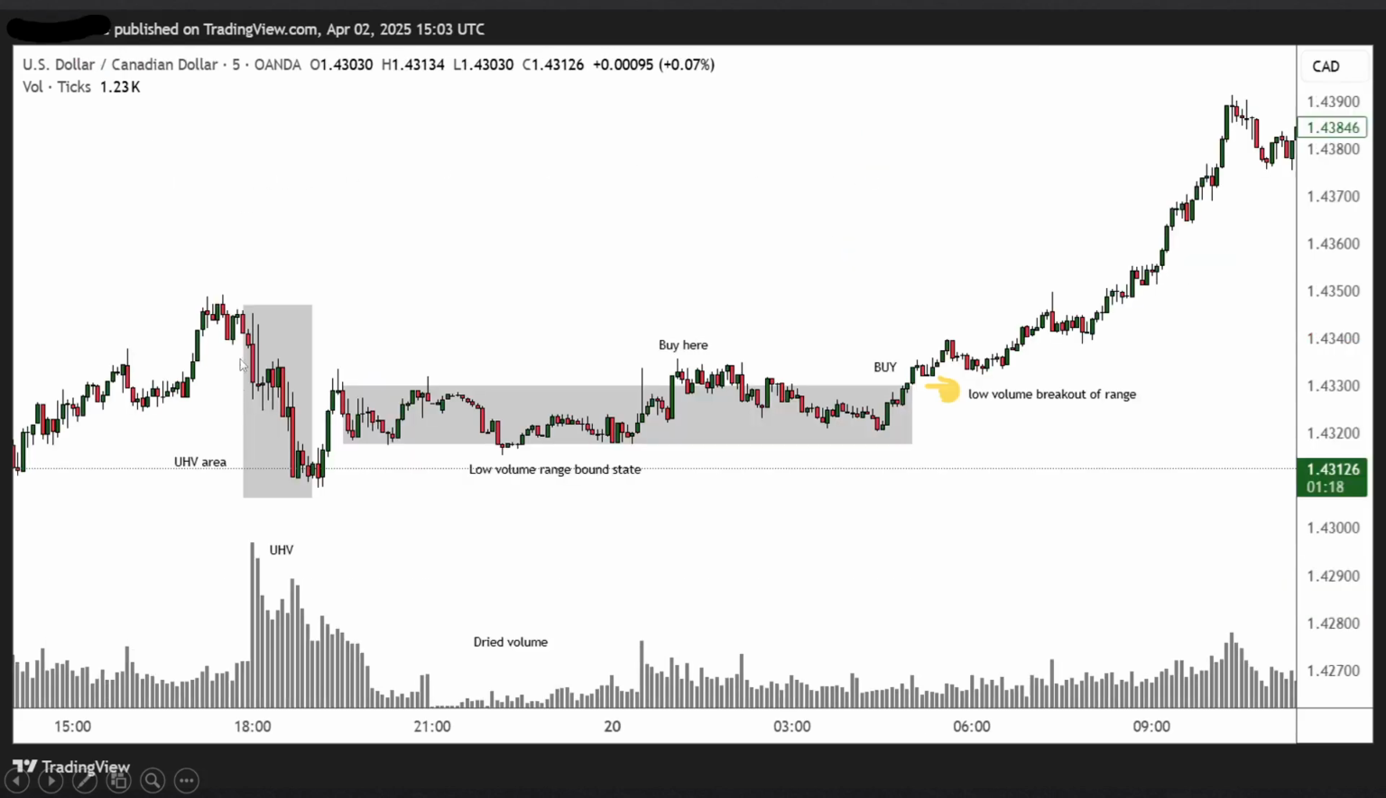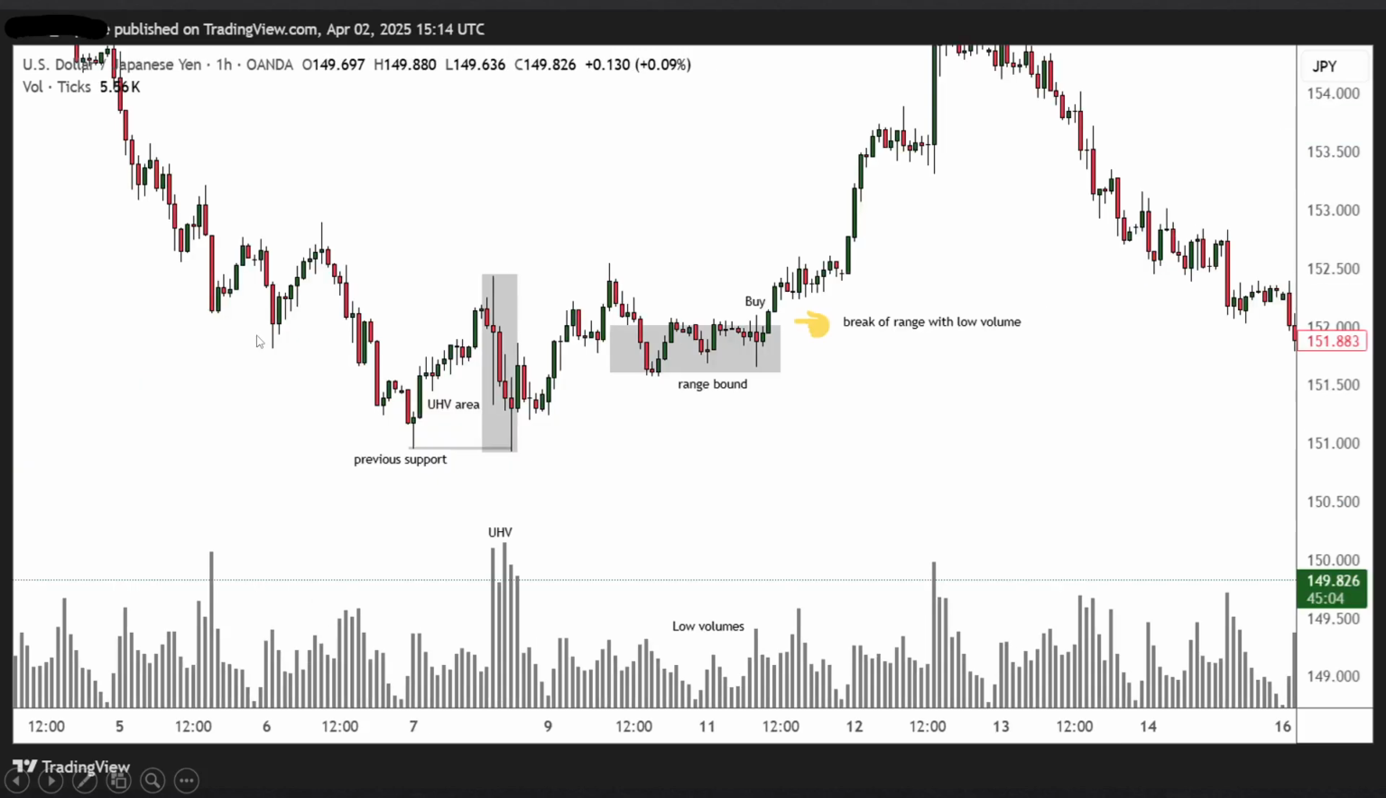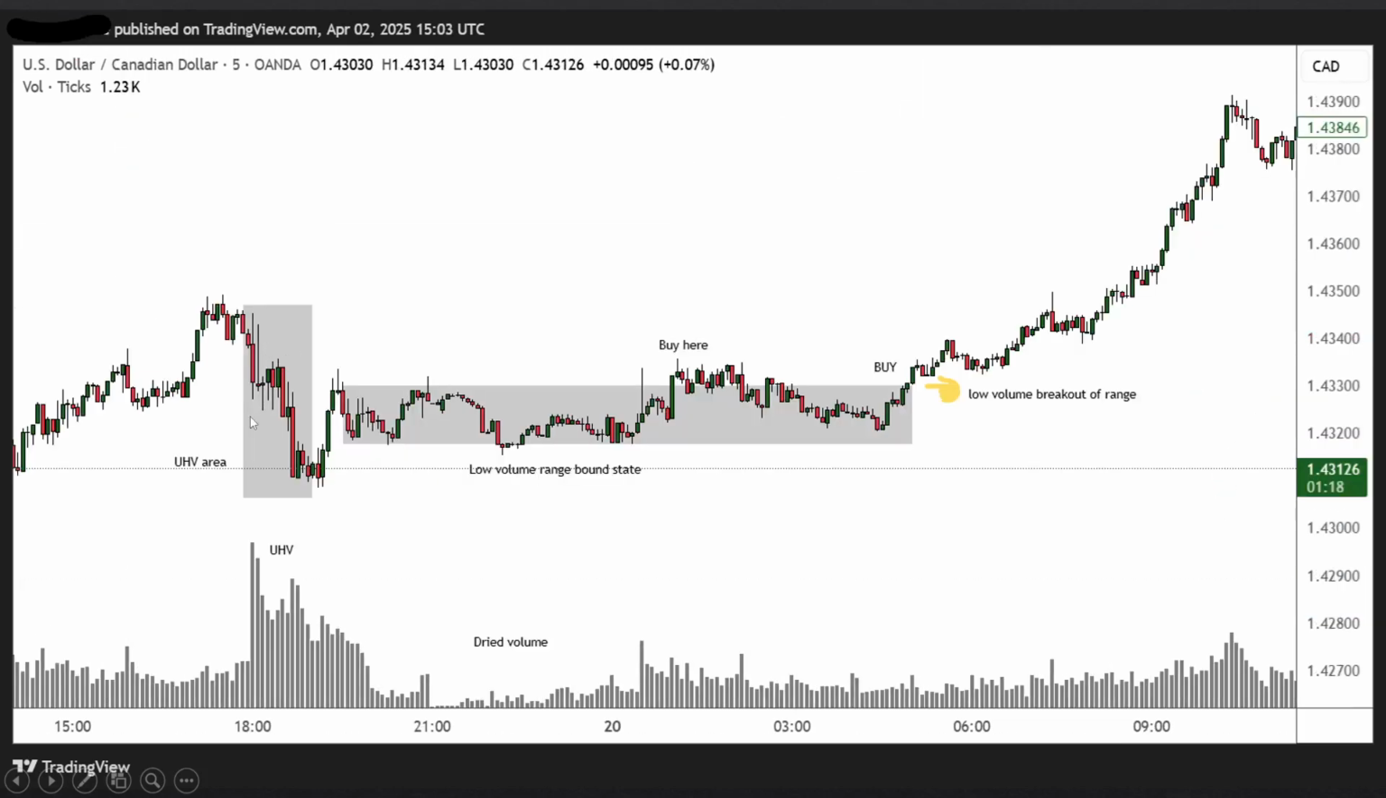Again the market was dropping on ultra volume on every candle. You should label it as the ultra high volume area, and then wait for the range that came in. That means the selling pressure is over, and now the market is ready to go up. You just need to buy on the breakout of this range with low volume.